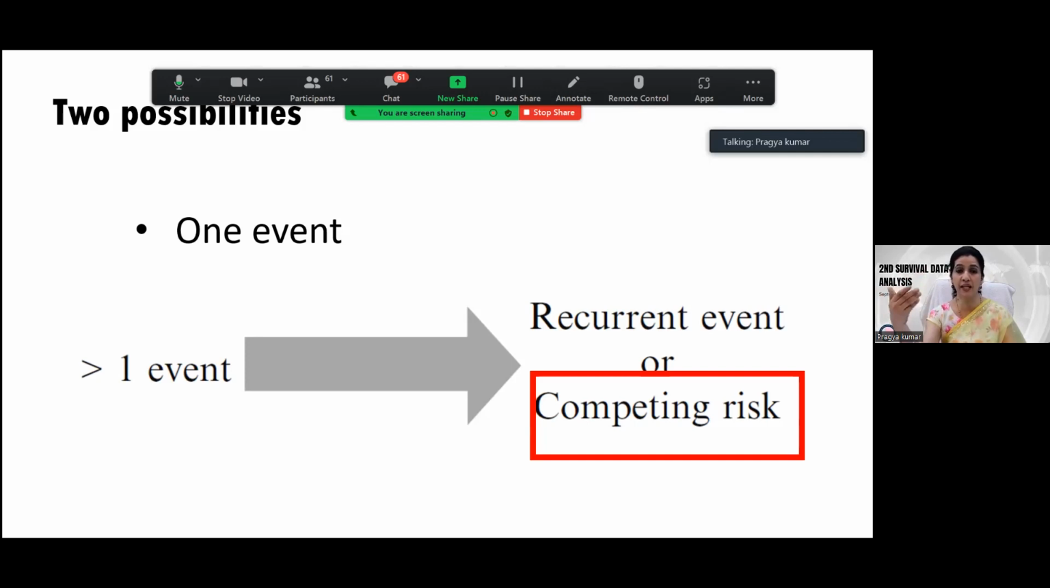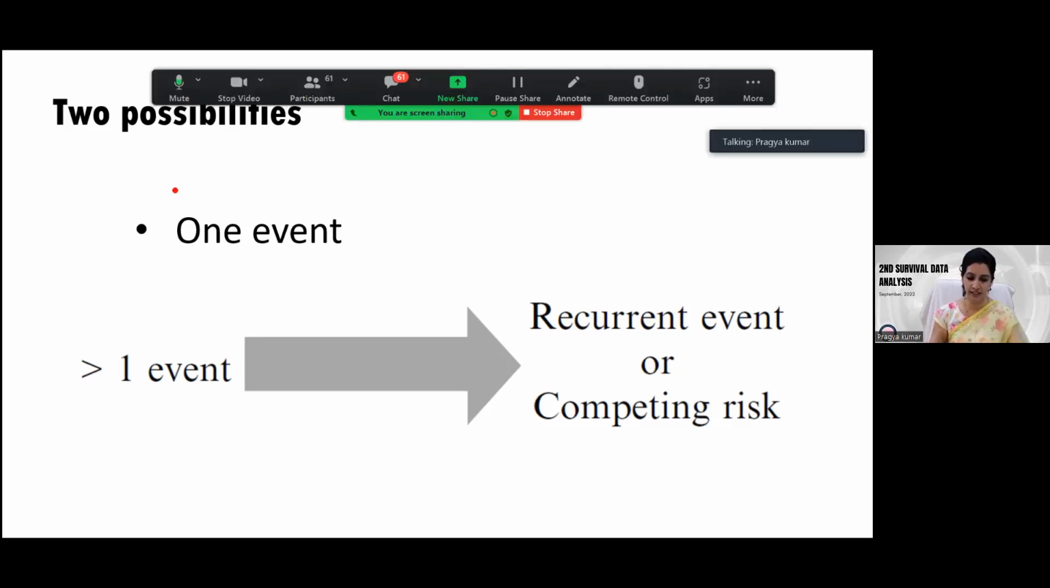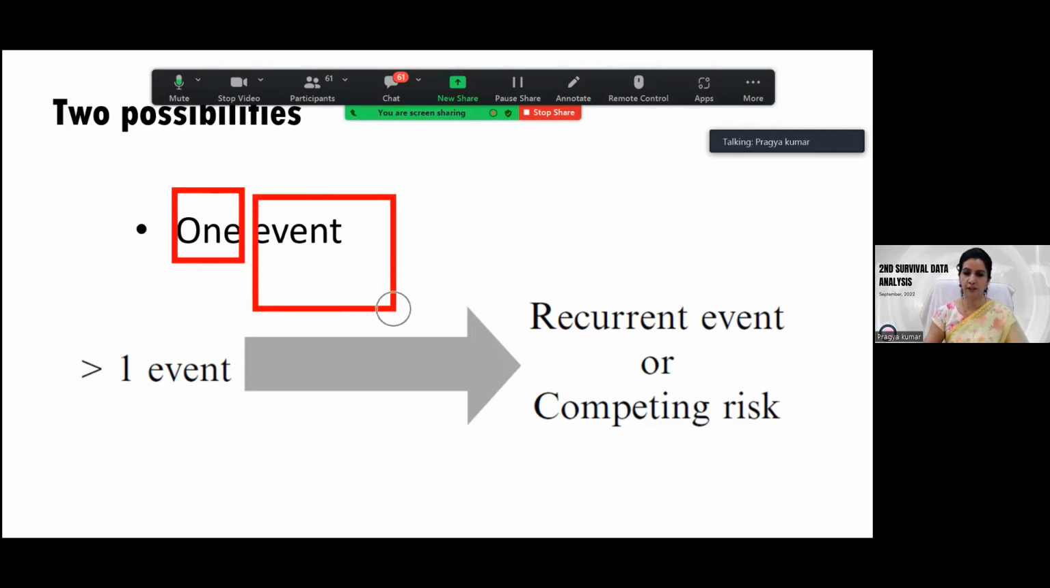Similarly, there can be a case where there is a recurring event. Like you have studied maybe the second attack of MI, there can be 2, 3, 4 attacks of MI within your follow-up period. If there is a recurring event, then also you can do survival analysis. But in this session, we are restricting ourselves to one event. In all these 3 days, we are not going to cover the recurring event or the competing risk. We will only focus our discussion on one event.